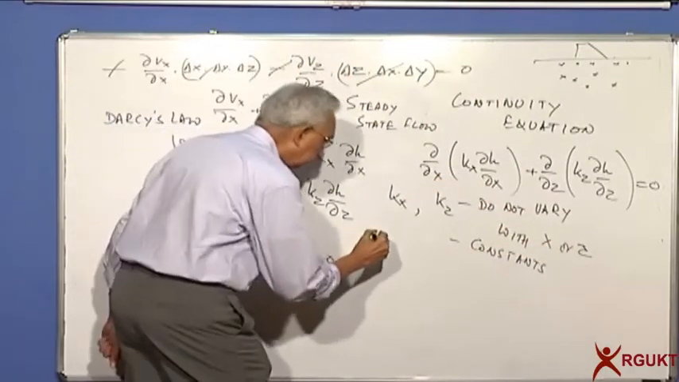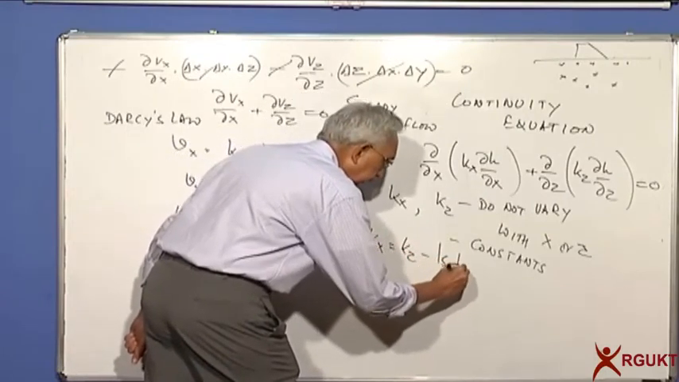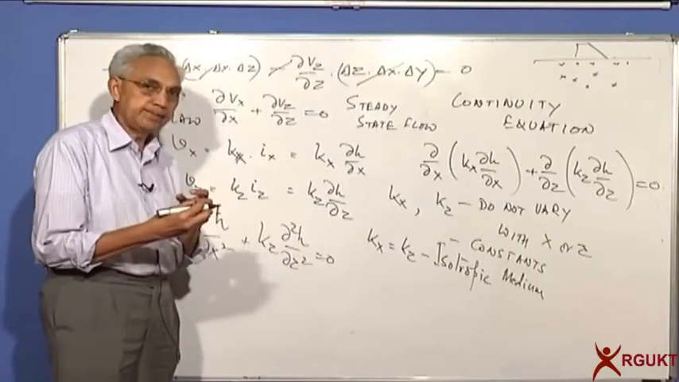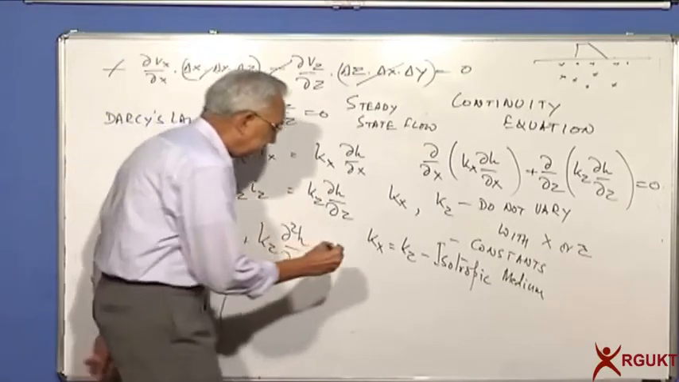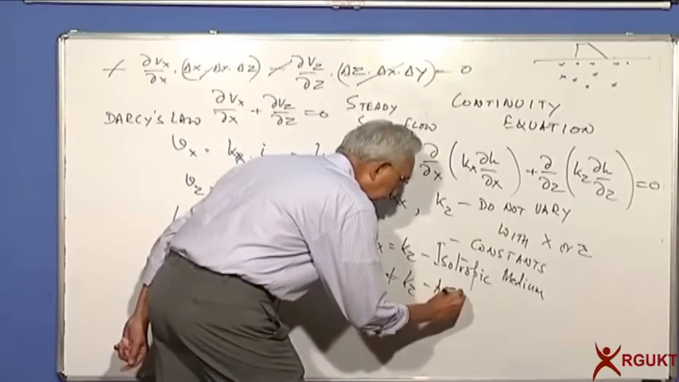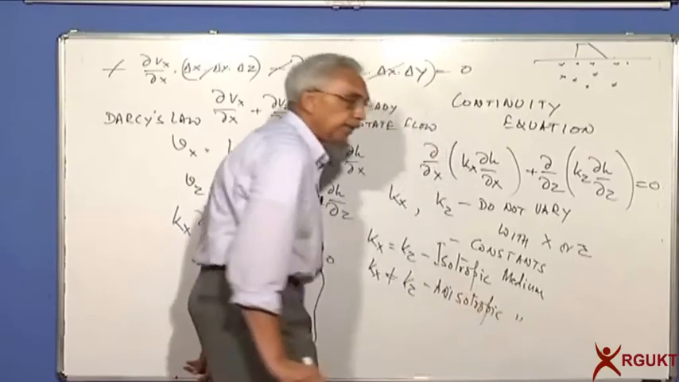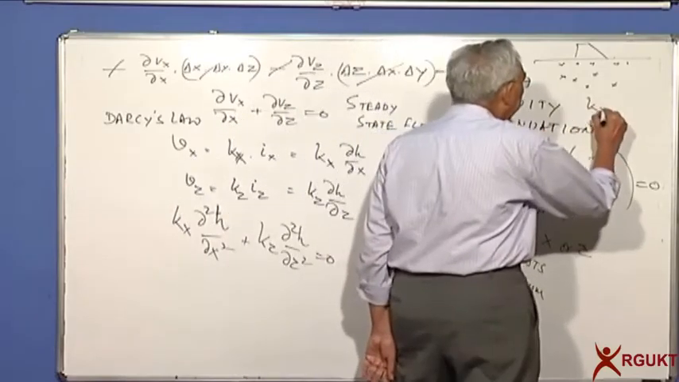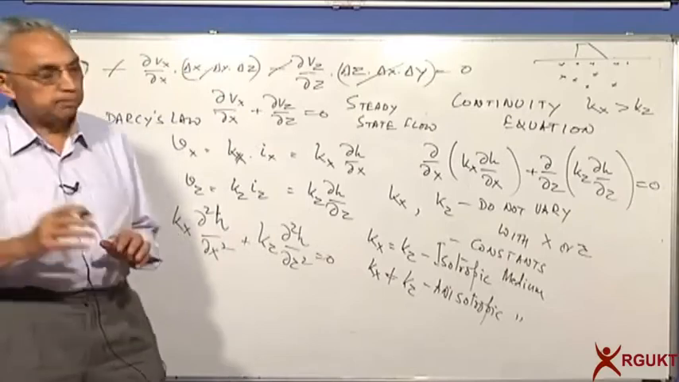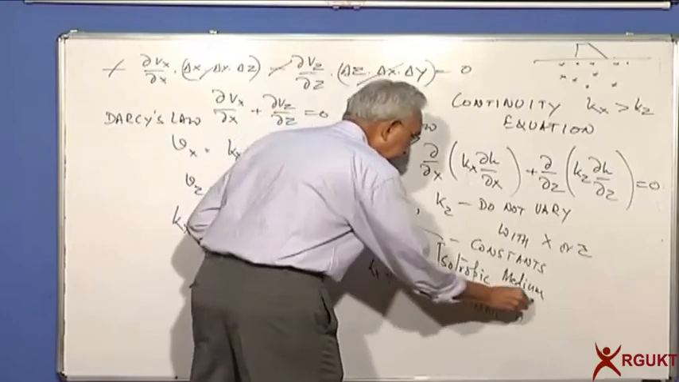We can also say, as a particular case, kx is equal to kz, what we call an isotropic medium. That means the properties are the same in all directions. If kx is not equal to kz, we call it an anisotropic medium. It may happen in real life. Kx generally is greater than kz, and if that is so, we'll have to study that as a special case. We'll now concentrate on this isotropic medium.